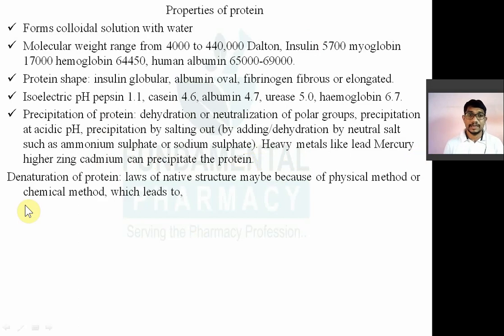Okay, denaturation of protein. What do you mean by denaturation of protein? That is nothing but the loss of native structure of protein. Whatever the secondary, tertiary or quaternary structure is there, that native structure is lost. Quaternary structure has disulfide bonds. Secondary structure is stabilized by hydrogen bonds. Tertiary has disulfide bonds and hydrogen bonds. Quaternary is the same. So the disulfide bonds and hydrogen bonds are broken down.